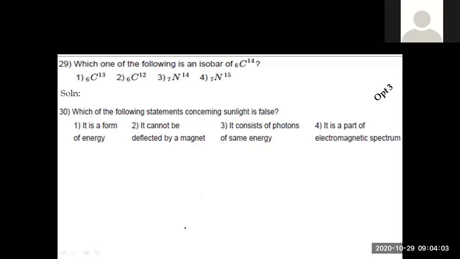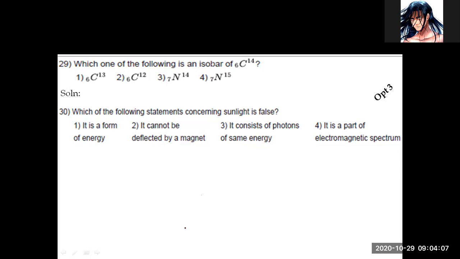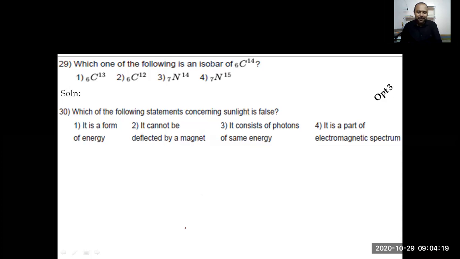Sir, option 3, I think, sir. Sir, if it has photons of same energy, then only one type of radiation we can get, no, sir. So option 3 is false or true? Sir, option 3 is false. Option 2 also is false. Okay. Everything is false, man.